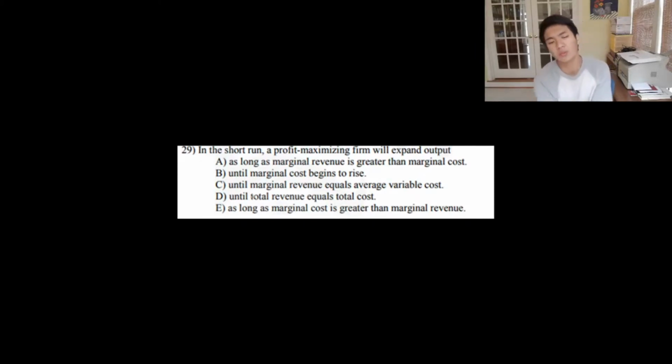And so we know that the profit maximizing point for any firm is going to be where marginal revenue equals marginal cost. And so A is going to be the best answer here, that you continue to expand output as long as your MR is greater than MC. And as soon as that's not true, when MR equals MC, you stop expanding. That's going to be the profit maximizing rule for any firm. And so A is going to be the best answer here.